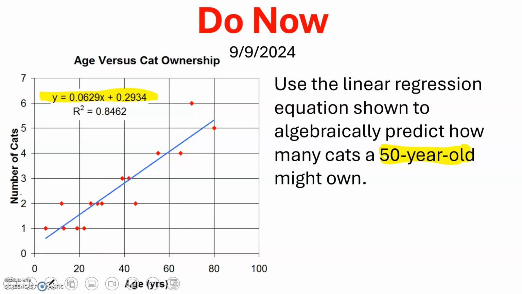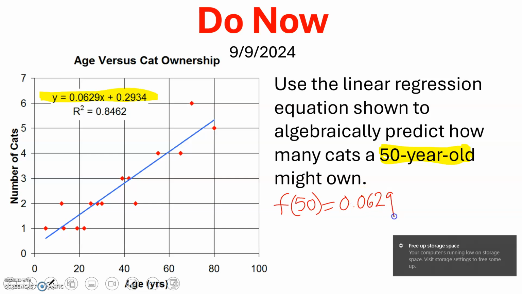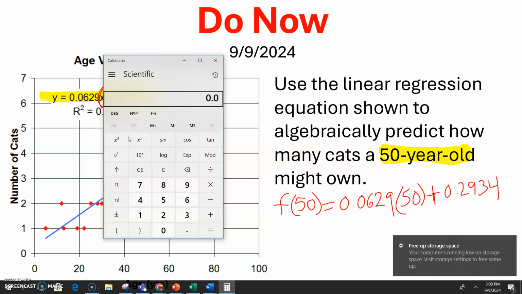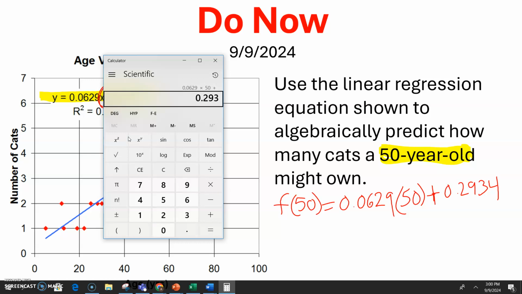All right, so our function is this: 0.0629x plus 0.2934. We have our function for a 50-year-old. So f of 50 is 0.0629 times 50 plus 0.2934. Note, all we're doing is taking our equation and replacing x with that 50. We'll grab our calculator, 0.0629 times 50 plus 0.2934, and we get about 3.4 cats.